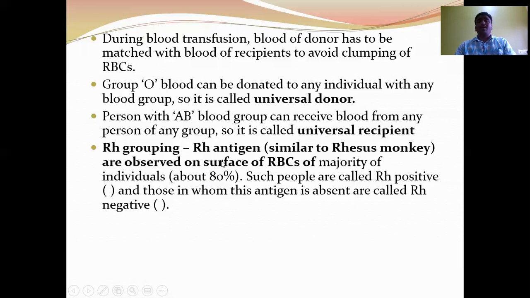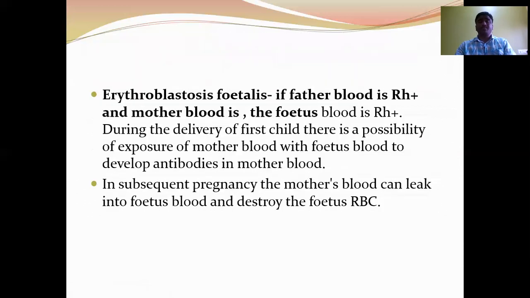Next, RH grouping. The name RH antigen is derived from the rhesus monkey because it was first discovered in the rhesus monkey, later on in human beings. The RH antigen is observed on the surface of RBCs of the majority of individuals. 80% of individuals contain RH antigen and in 20% of individuals there is no RH antigen. If the person contains RH antigen on the surface of RBC, they are called RH positive, and if there is no RH antigen on the surface of RBC, then the person is called RH negative.